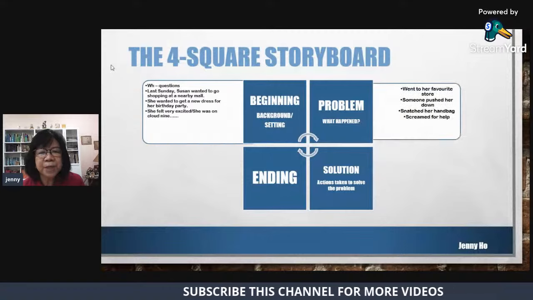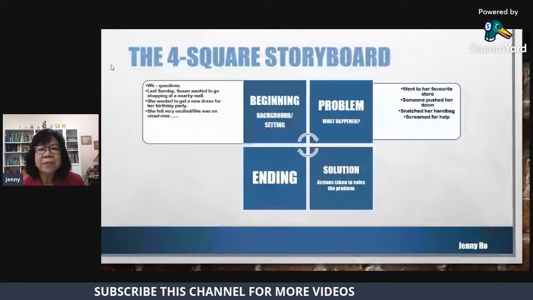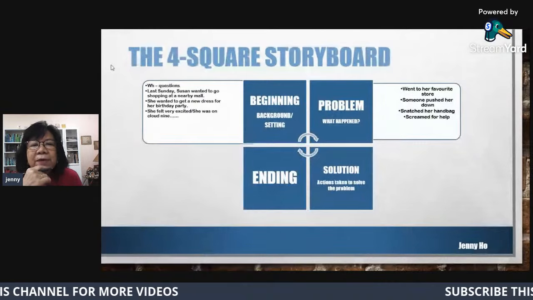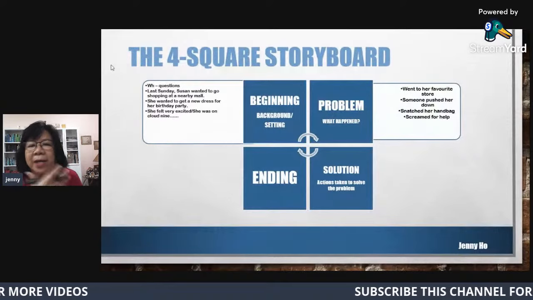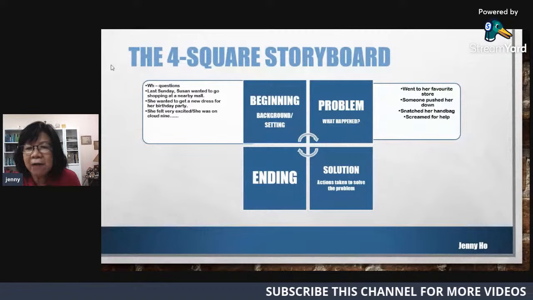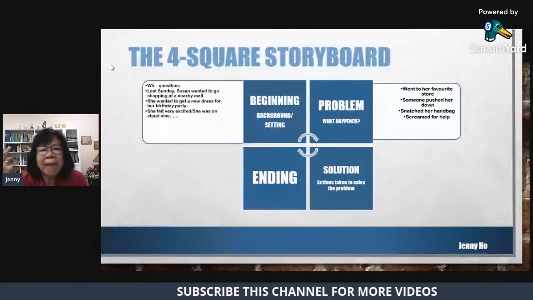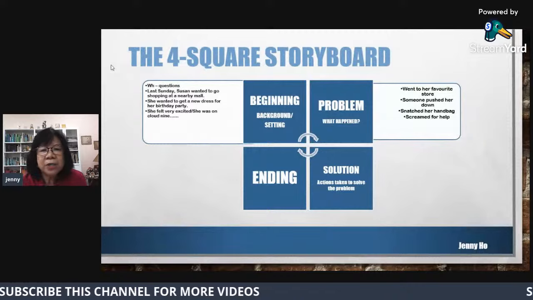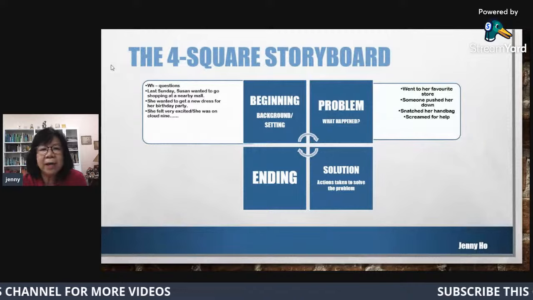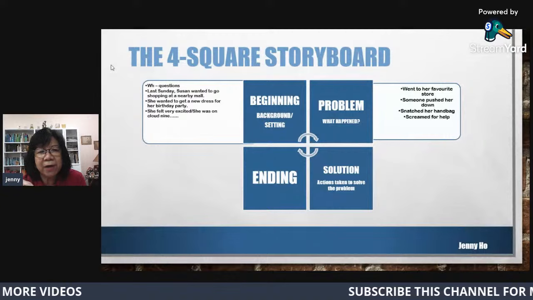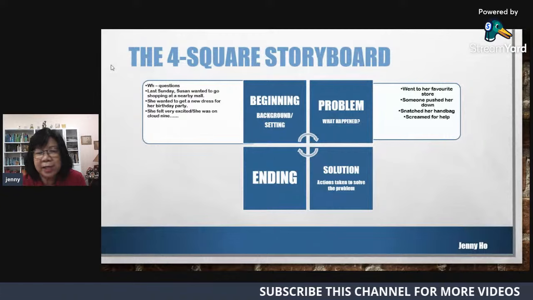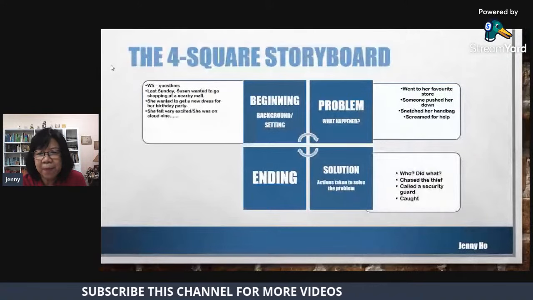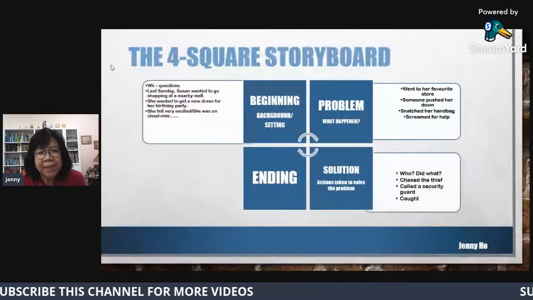So to introduce the problem, right, I would say, you know, what really happened to her. Suddenly someone pushed her down, right, pulled her handbag, okay, dashed out of the mall. So these are the things that happened during the event of the robbery or the snatch theft. So you can plan in 1 or 2 paragraphs what will happen, right?